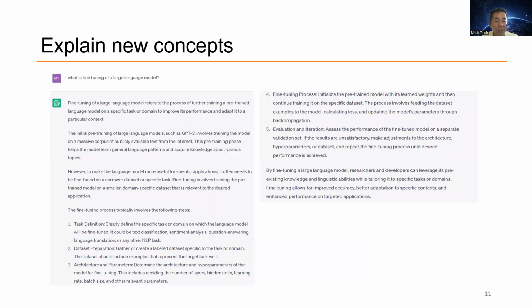Explain new concepts, right? So this is something I'm sure you have tried. It can say wrong things, so you still have to check. So here I just ask it to tell me what is fine tuning of a large language model, and I think its answer is pretty good, right? So it says fine tuning of a large language model refers to the process of further training a pre-trained language model on a specific task or domain to improve its performance adapted to a particular context, right? So it means that you take a model that is already out there and try to specialize it to your own data set or to your own field.